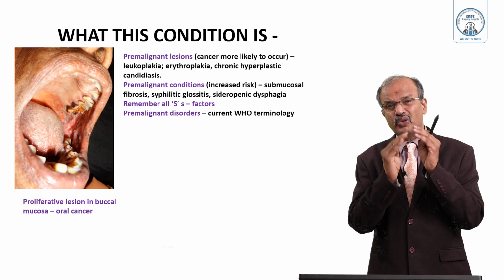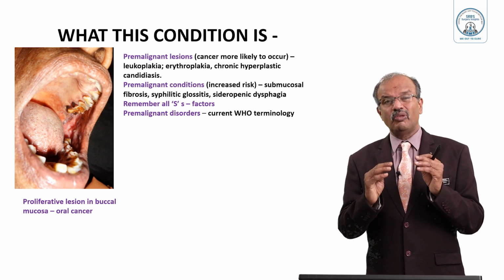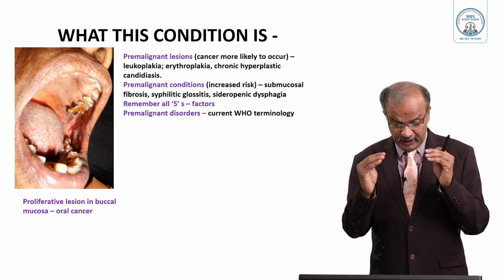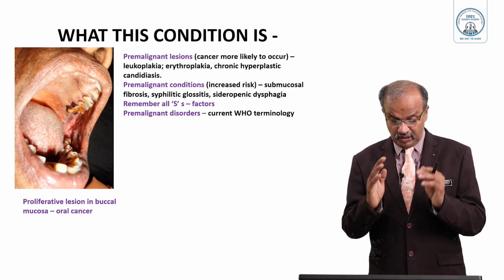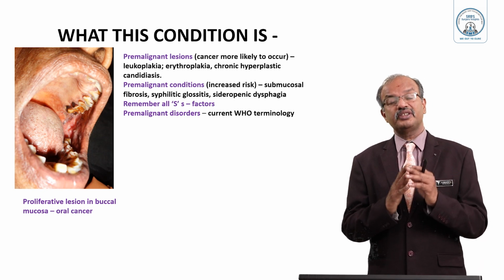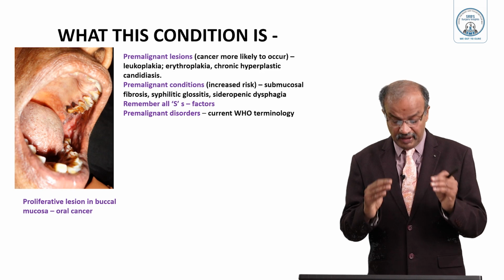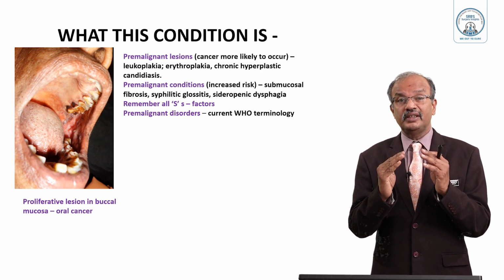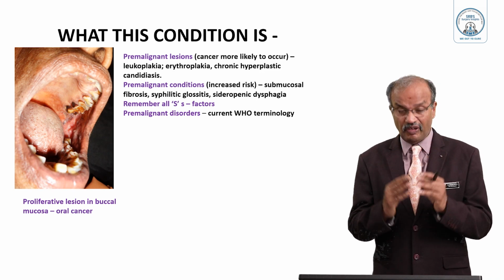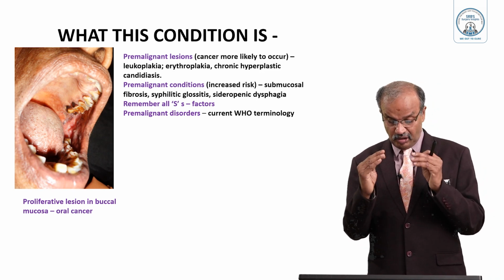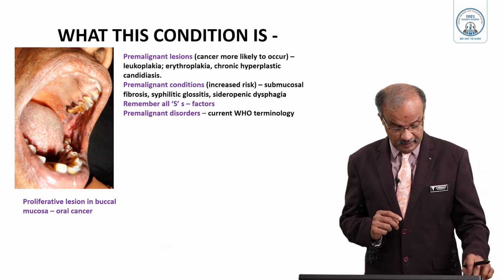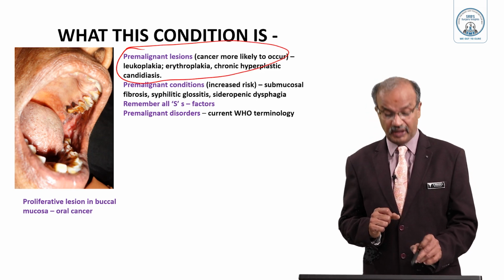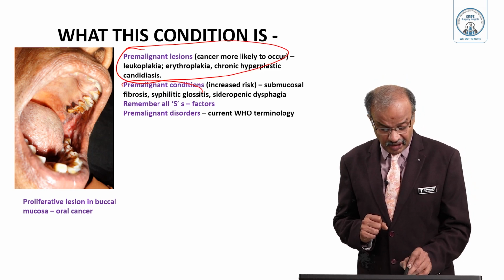Just see, there are a few things here I want to highlight. What is a pre-malignant lesion? It is one where cancer is more likely to occur. Leukoplakia, erythroplakia, and chronic hyperplastic candidiasis are the pre-malignant lesions. Pre-malignant conditions are a little different, meaning-wise: they carry only an increased risk. There is submucosal fibrosis, syphilitic glossitis, and Plummer-Vinson syndrome. And these are the most important, the ones more likely to turn into cancer. The increased risk, these are the high risk.